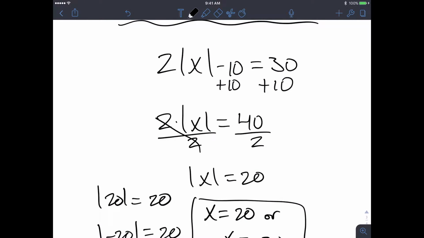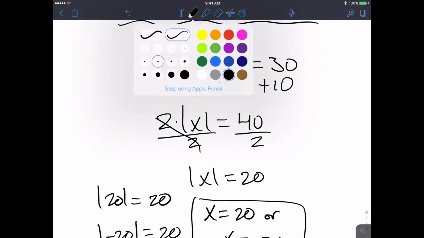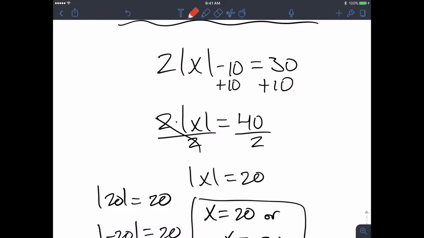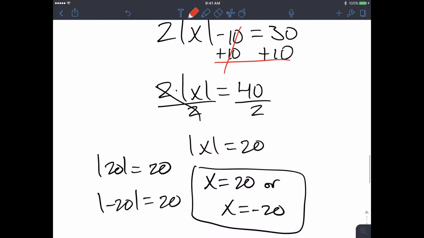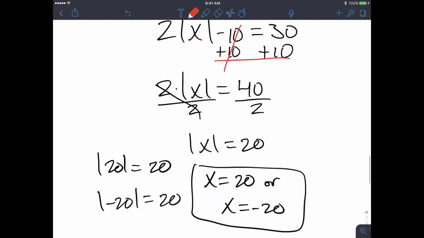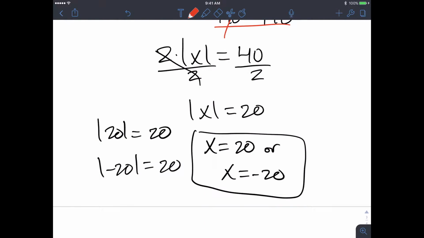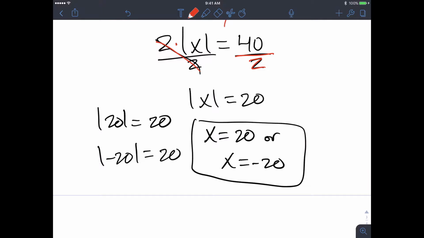So, just to recap, we went ahead and got into a form that we know. We added 10 to both sides over here. This canceled. 30 plus 10 is 40. Then we divided by 2 right here. Opposite of multiplication is division, so these canceled. And what you do to one side, you do to the other. Divided by 2. 40 divided by 2 is 20.